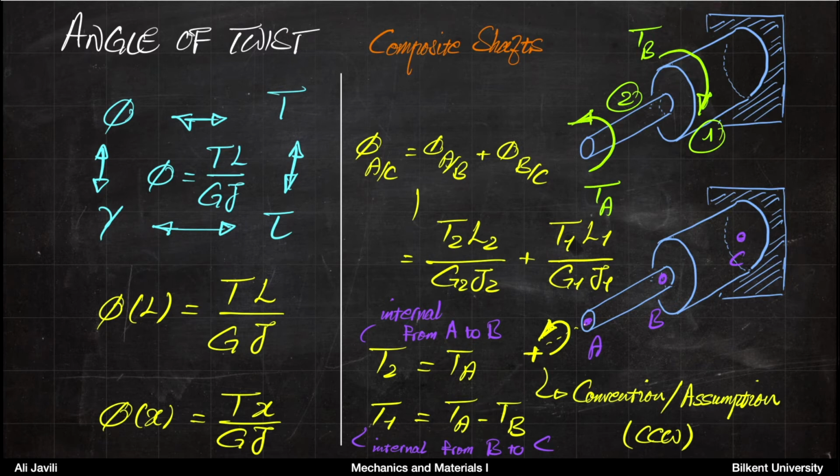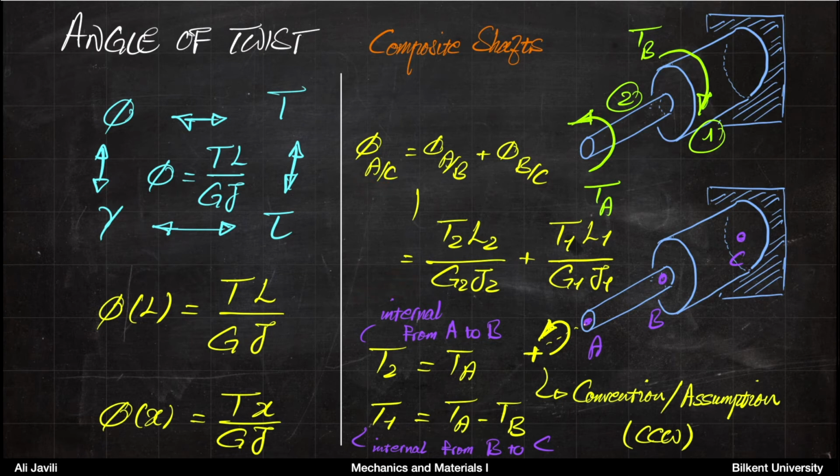The important thing that you need to pay attention to is that in this formula, T2 and T1, and again, it's exactly similar to axial loading, these are internal torques. So you need to cut the structure, calculate the internal torque, and insert that value into this formula to calculate the angle of twist. These are not external torques.